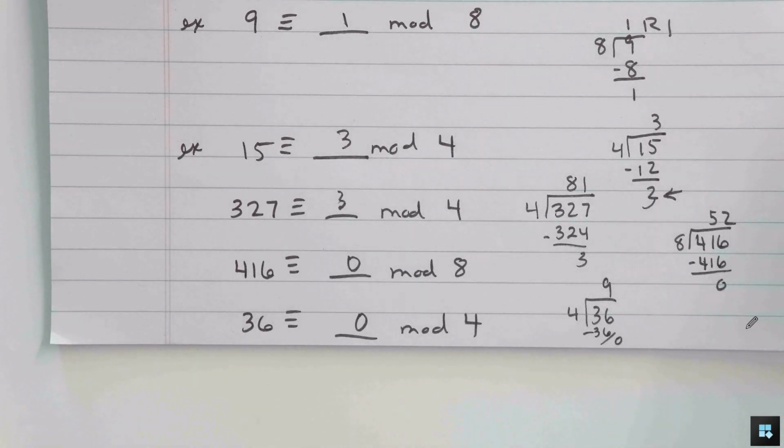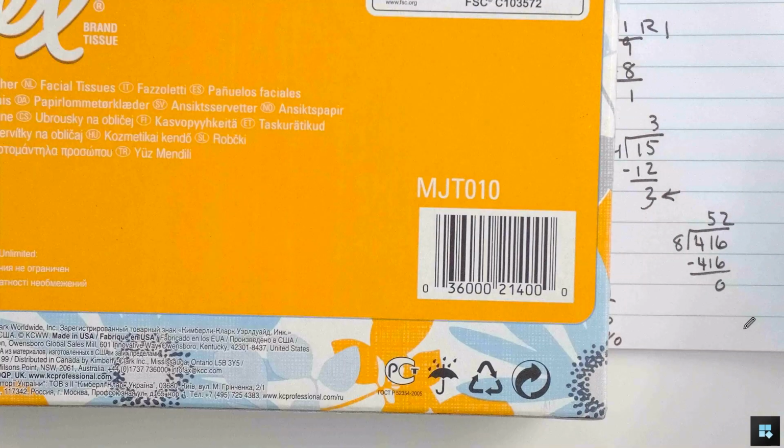Let's go ahead then and see an application of this. So there's several applications. If you go on and read in the next section of your textbook, you can see how modular arithmetic is used for cryptology. We're going to use it for looking at UPC codes, universal product codes. So you see you have these numbers down here?